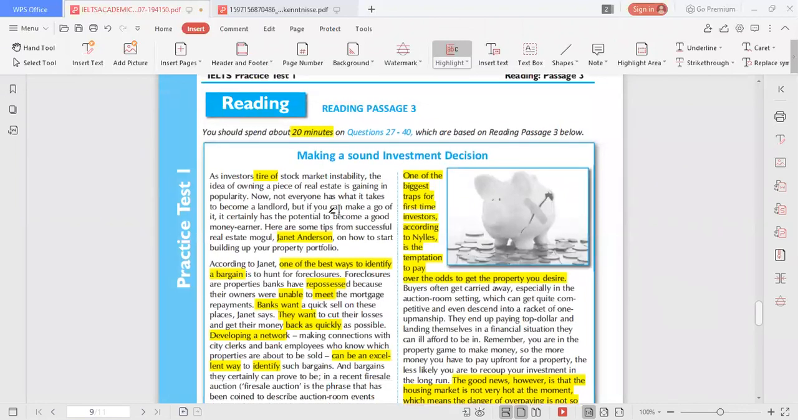So reading passage 3 also presents a different type of task on the IELTS. You've got 20 minutes as well for this text. And as I said, read the title and then go to the questions and then work your way back. So the title is Making a Sound Investment Decision.